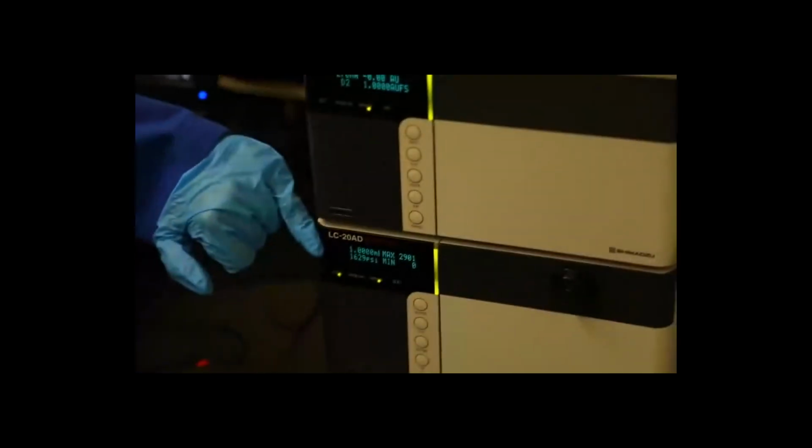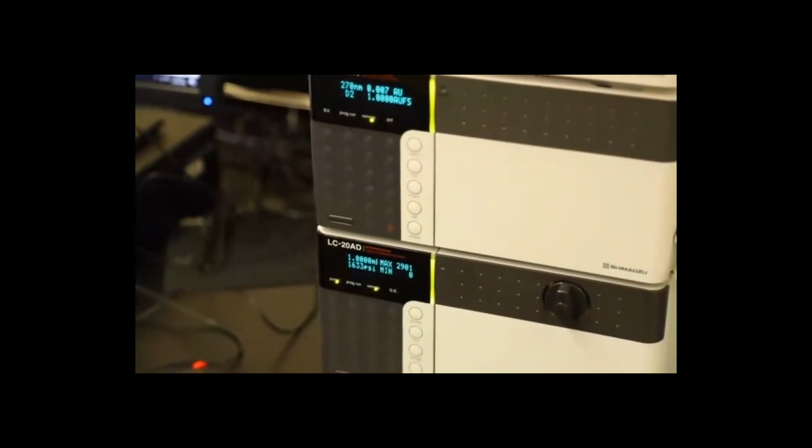The other thing is, you'll notice here, because we've been saying it's high pressure, you'll see that it's 1,631 psi. So it is high pressure. So here's one of our peaks coming through. You can see the peak coming through, and it will simply transition off. A nice clear peak.